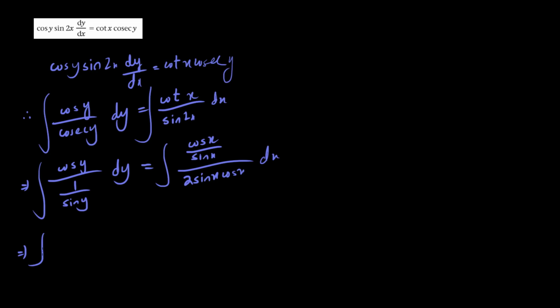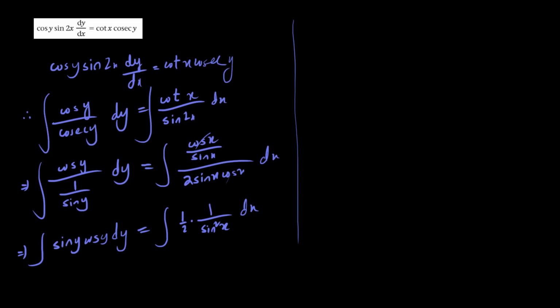By simplifying this, we get sin y cos y dy, and on the other side this is clearly 1 by 2, and we have cos x over here and cos x over here, these two cancel off, and we have 1 by sine squared x dx. So by simplifying, we can write sin y cos y dy equals half, and 1 by sine is cosec, so cosec squared x dx.